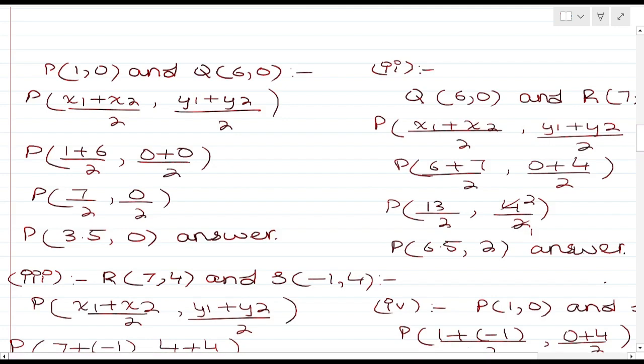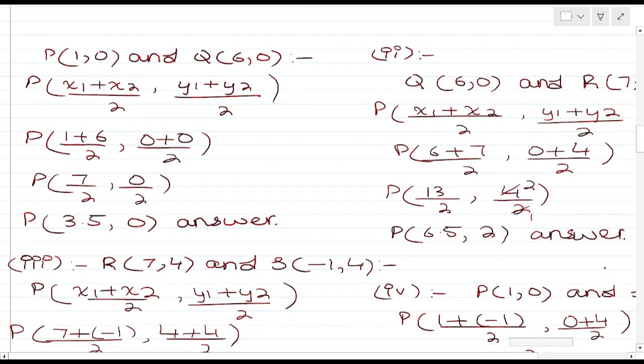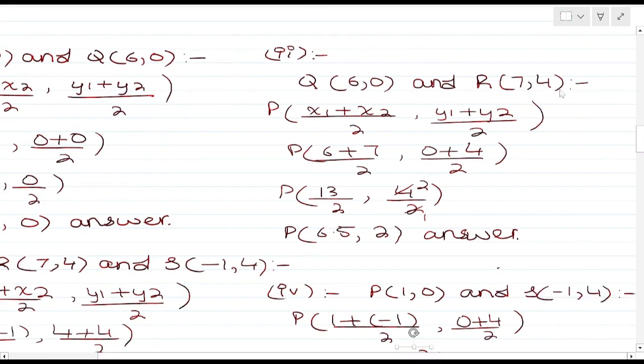In the second part, here we have (6, 0) and (7, 4). So 6 added with 7, that is 13, divided by 2, is 6.5.